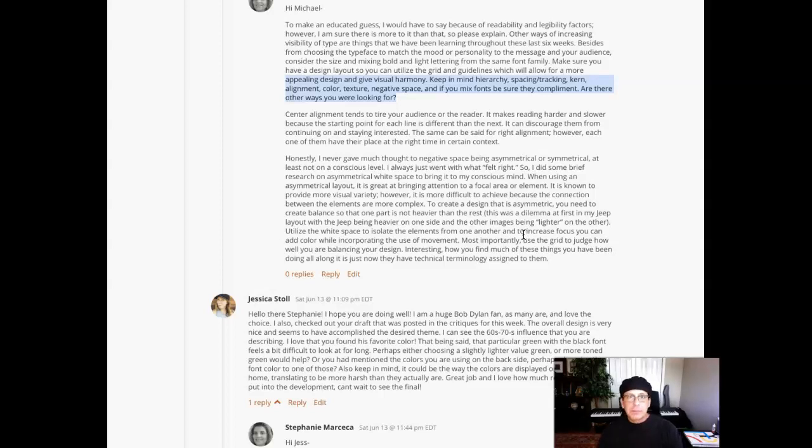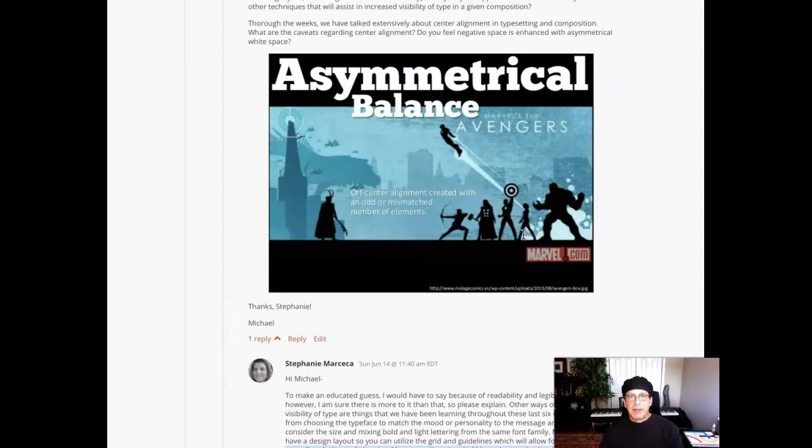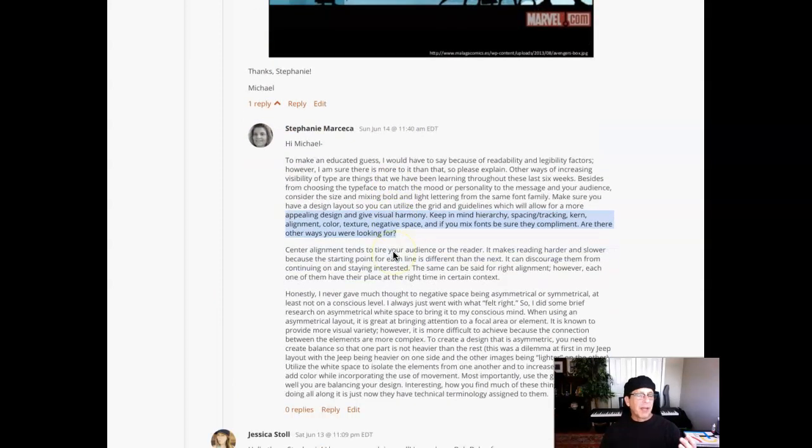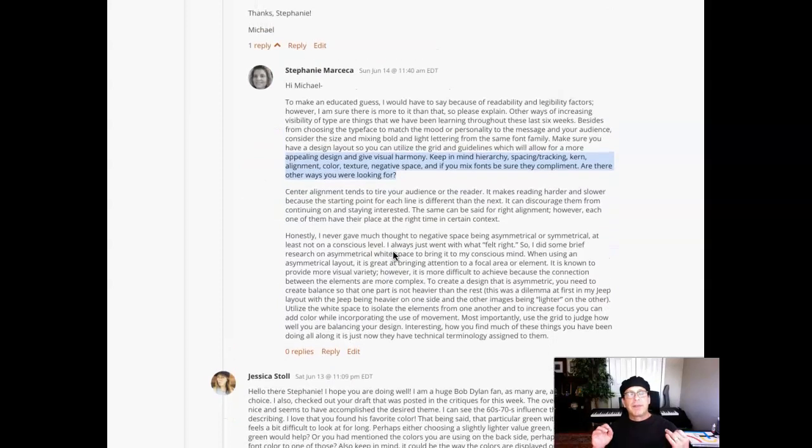not successful. Never mind thoughts of the negative space being asymmetrical or symmetrical, at least not on a conscious level. I always wanted it to feel right. So I did some brief research on asymmetrical design, giving an asymmetrical layout, bringing attention to the focal element. Let me describe it like this in terms of typography. In terms of general aesthetics, we know that symmetry is not as interesting as asymmetry in visual communications. We know that's a proven fact, right?